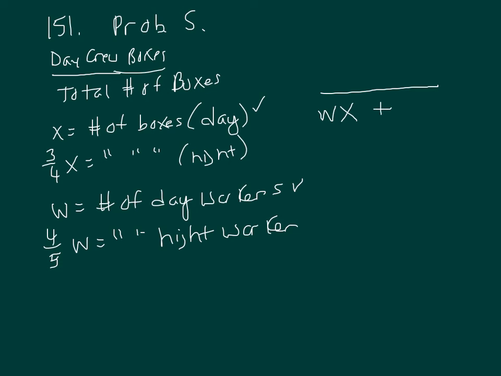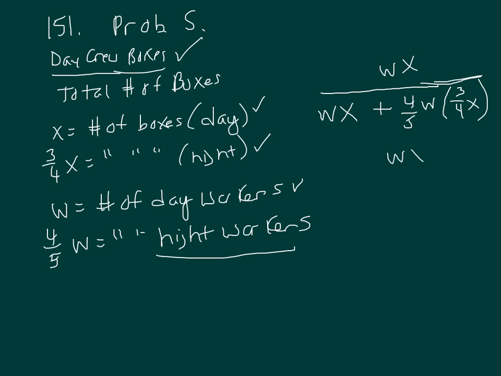And we're doing the total number of boxes. How many boxes at night? Well, we've got 4/5 W night workers. And now, how many boxes do the night people do? Night does 3/4 X. So that's the total number of boxes in the denominator. And we want the number of day boxes in the numerator. And that would be workers times number of boxes. So that's my W times X again.